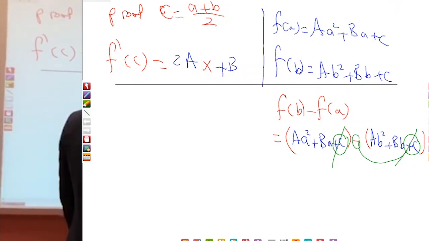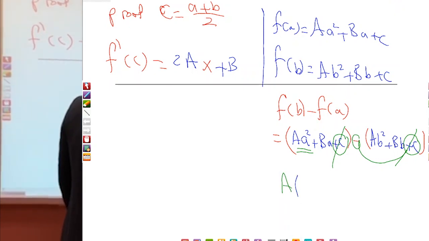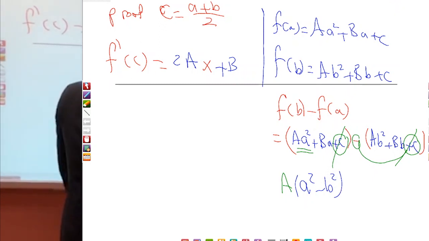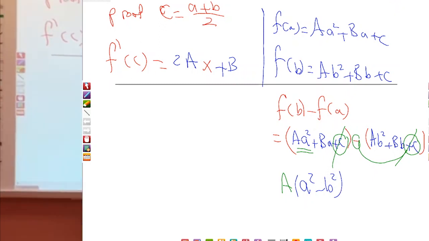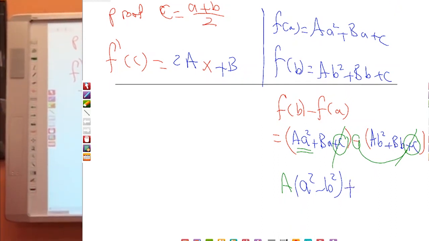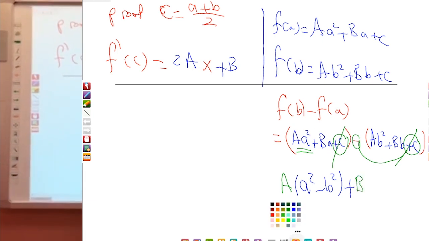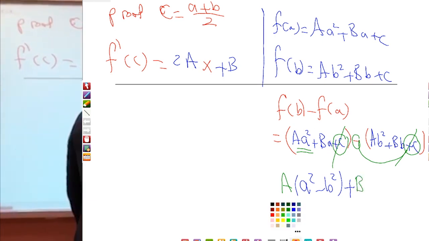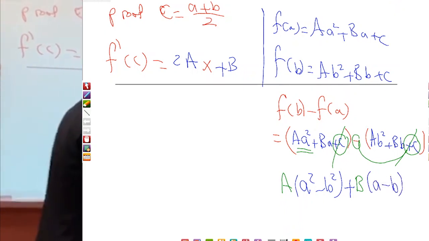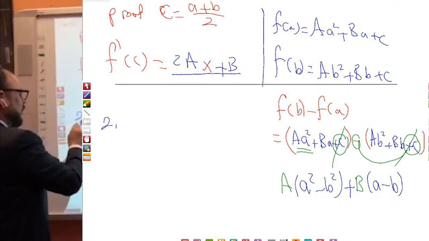Now look at the a here. a becomes a² minus b², right? This and this. Plus b with a minus b. So a² minus b², and plus a minus b. Good? Then we have this here, 2a.